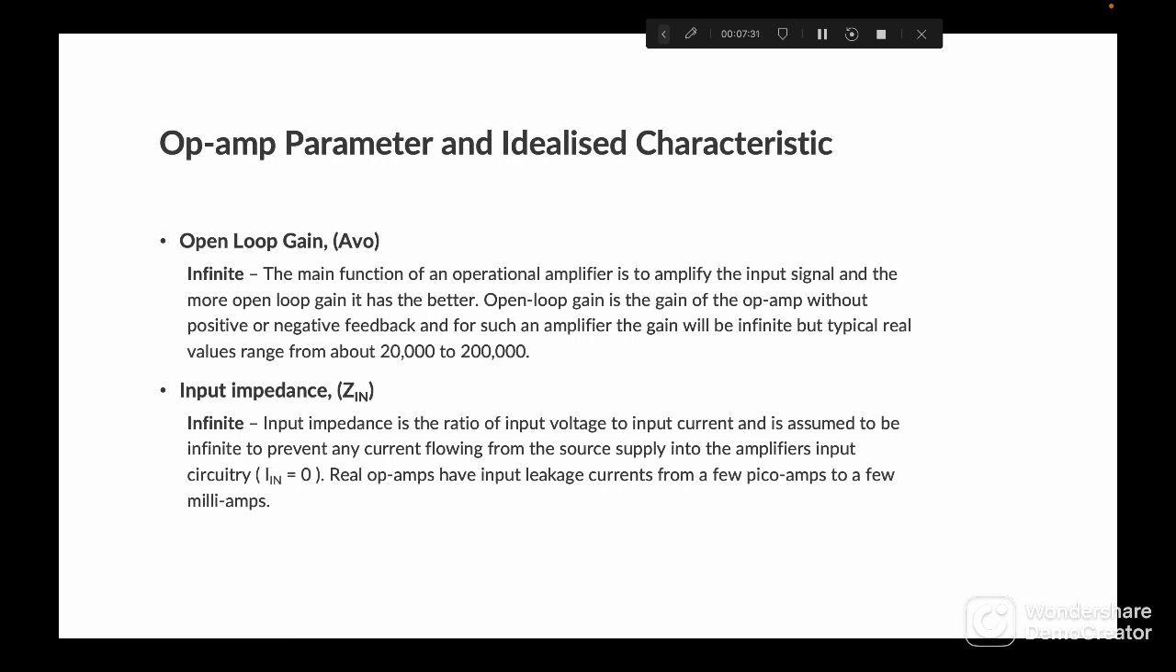So next, input impedance. Input impedance is the ratio of input voltage to input current, and it's assumed to be infinite to prevent any current from flowing from the source supply into the amplifier input circuitry. Real op-amps have input leakage current from a few picoamps to a few milliamps.